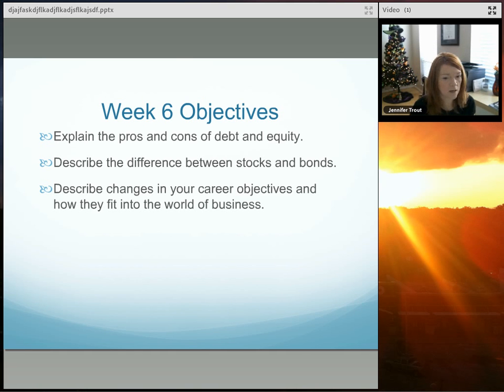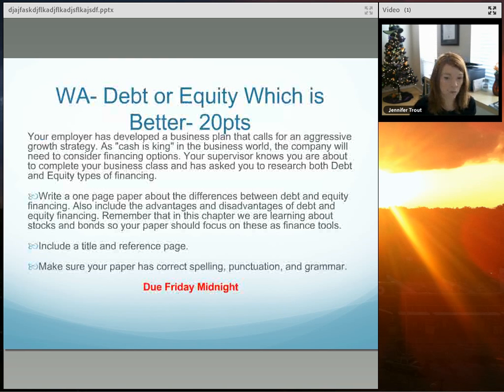So this week's objectives for the last week are to explain the pros and cons of debt and equity, to describe the differences between stocks and bonds, and describe changes in your career objectives and how they fit into the world of business.